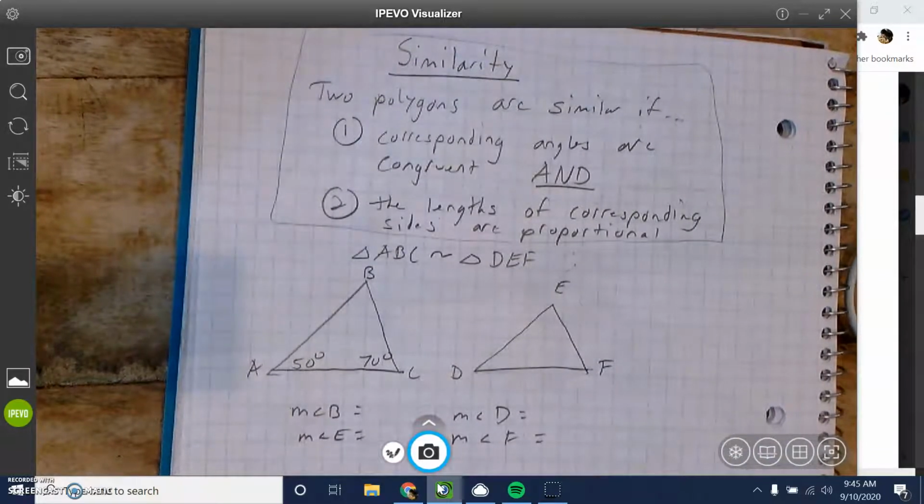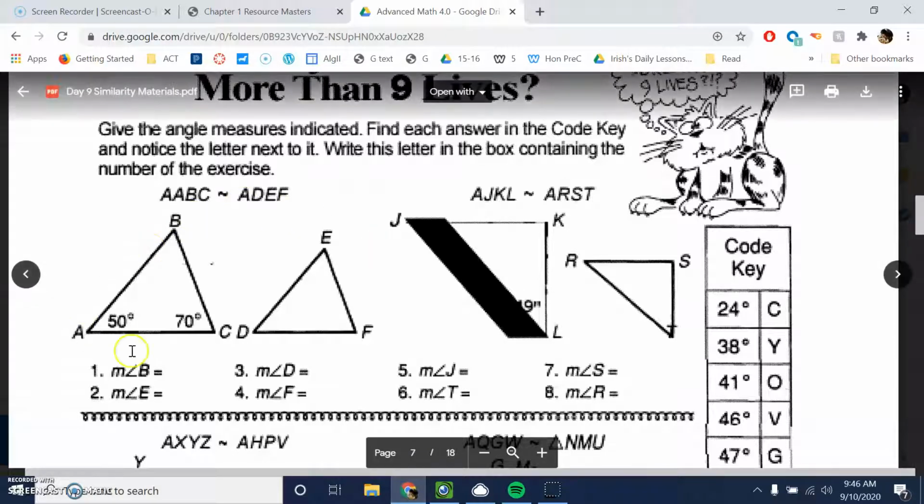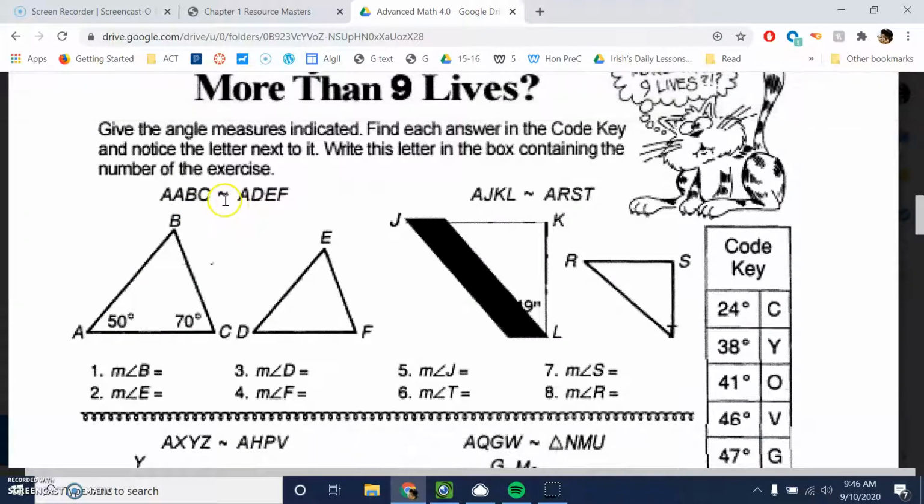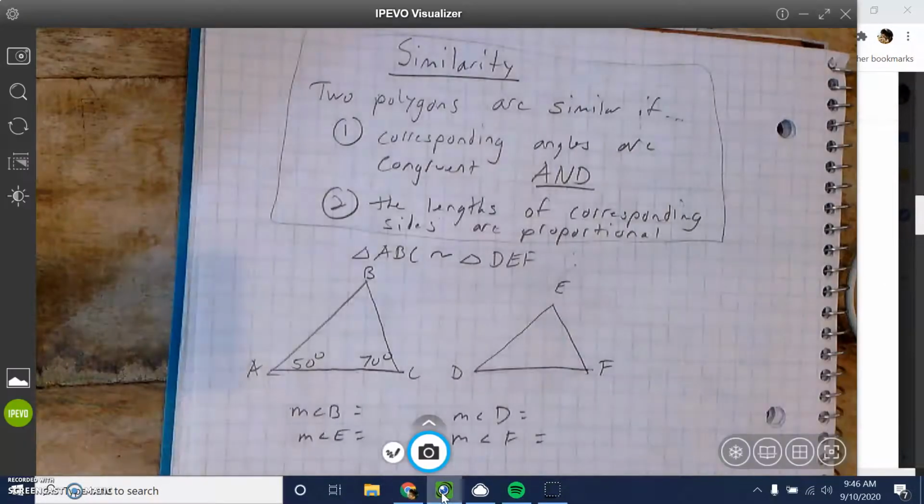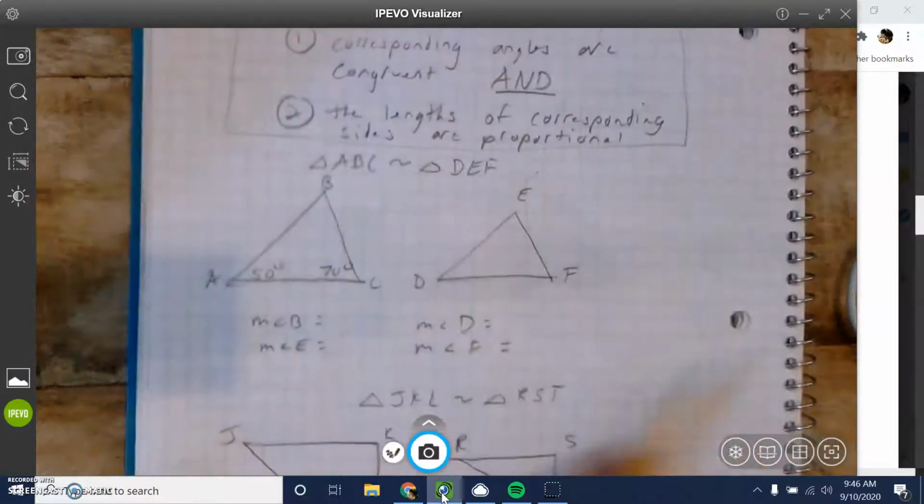All right, so we're now going to look at the first part: corresponding angles are congruent in similar shapes. So looking at this right here, we have triangle ABC is similar, this little squiggly mark means similar to, triangle DEF. We have to find the measure of all these angles. So copy down this section right here first. Okay. Now, here's my version on my notes.